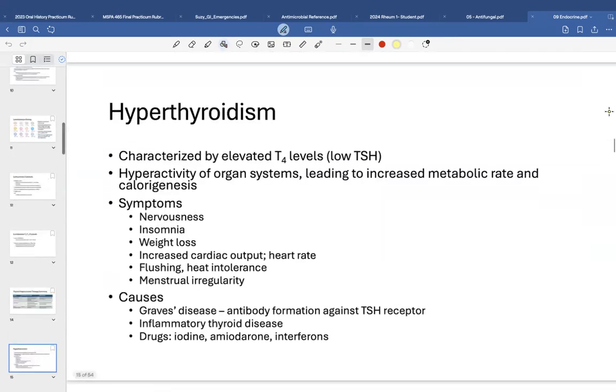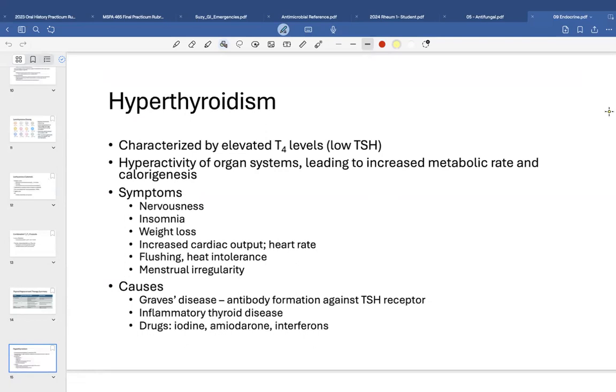Hyperthyroidism is the opposite situation, where you have elevated T4 and, as a result, low TSH. The clinical picture looks the opposite: hyperactivity of organ systems and increased metabolism. Patients will look nervous and jittery, have insomnia, weight loss, heat intolerance and flushing, cardiac output increases, and there can also be menstrual irregularities. Causes of hyperthyroidism include Graves' disease, where there's an antibody formation against the TSH receptor.